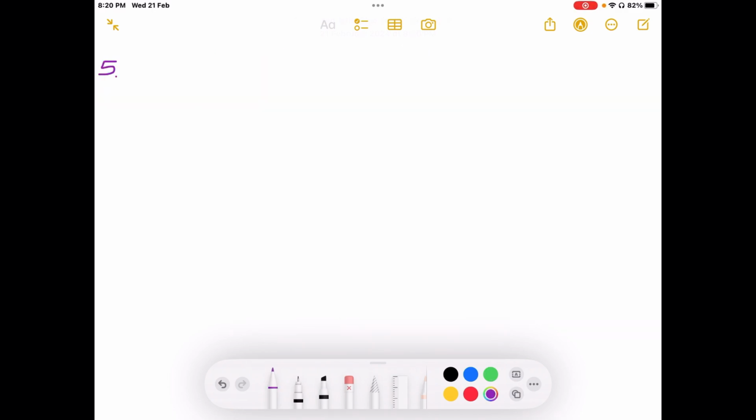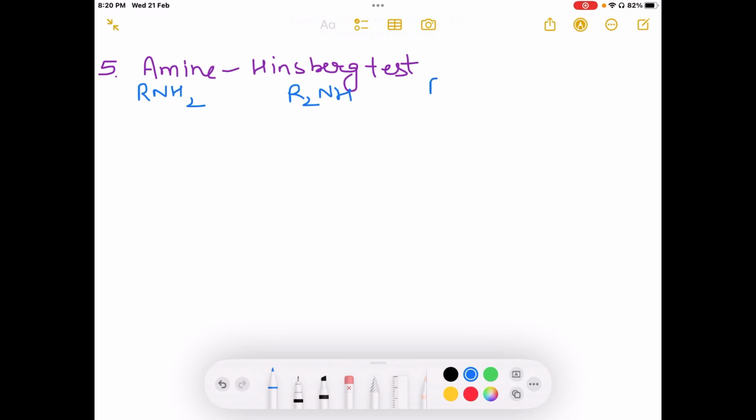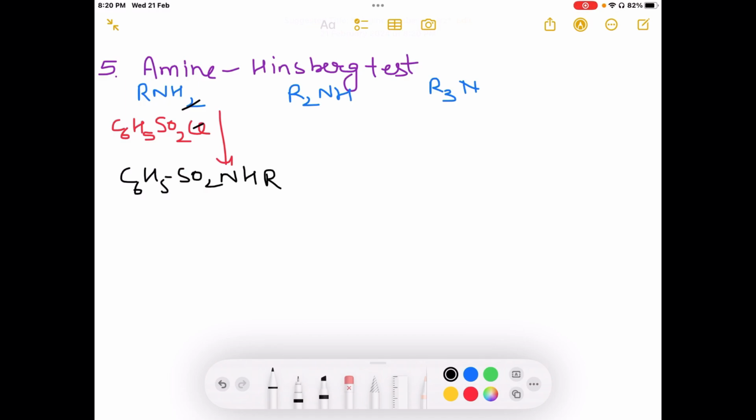To distinguish between isomeric amines, we perform the Hinsberg test with the help of a Hinsberg reagent, which is benzene sulfonyl chloride. We have primary amine, secondary amine, and tertiary amine. Primary amine with benzene sulfonyl chloride results in the formation of C6H5SO2NHR, N-alkyl benzene sulfonamide, and the byproduct here is HCl.